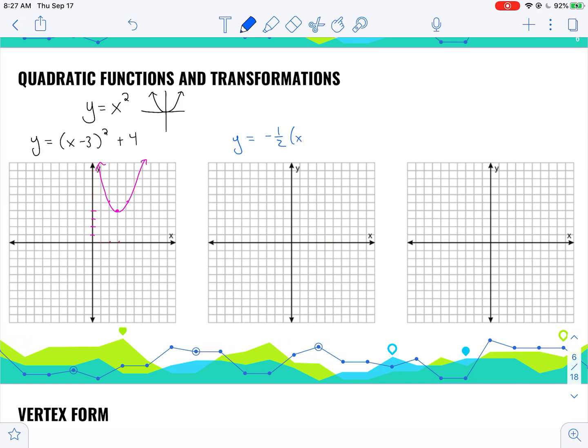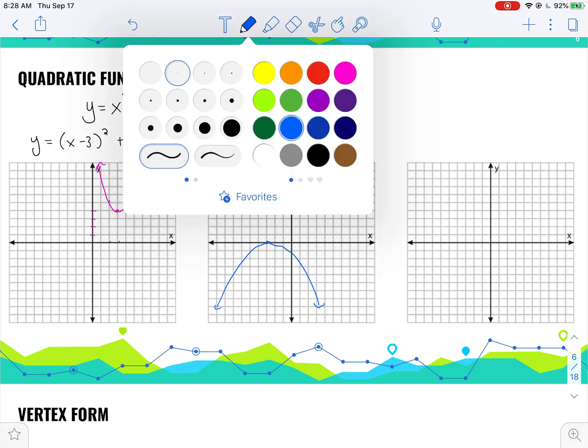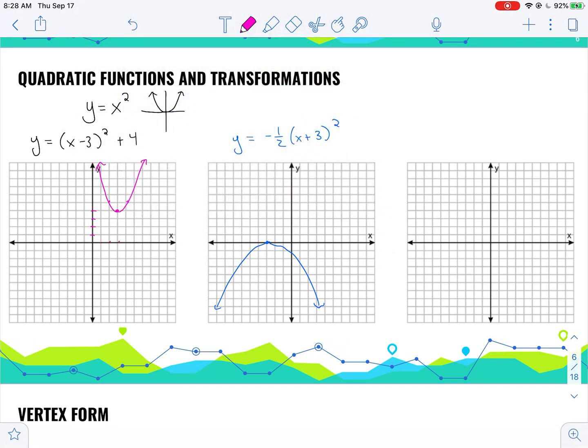So that's an example. We could also do y equals negative 1/2 (x plus 3) squared. And now this would reflect the parabola because of the negative in front. So instead of a happy parabola, it'd be a sad parabola. And this one's just moving 3 to the left. And then that 1/2 makes it wider. So it's going to grow twice as slow. So it's going to be a wider looking parabola.